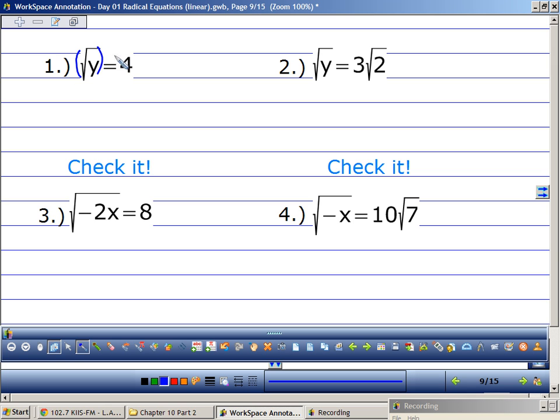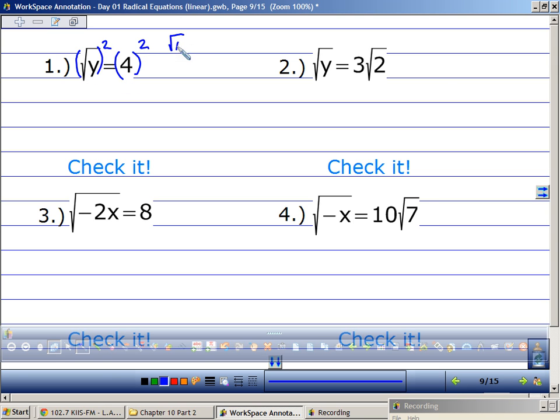I'm going to square both sides of my equation. When I square a square root, it cancels, right? Because I now have y squared underneath the square root, correct? So we all know how to do that. So when I square this square root, I just get y. Y equals what? 16.